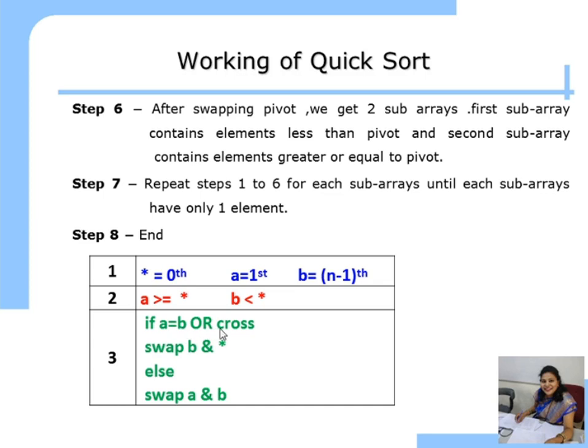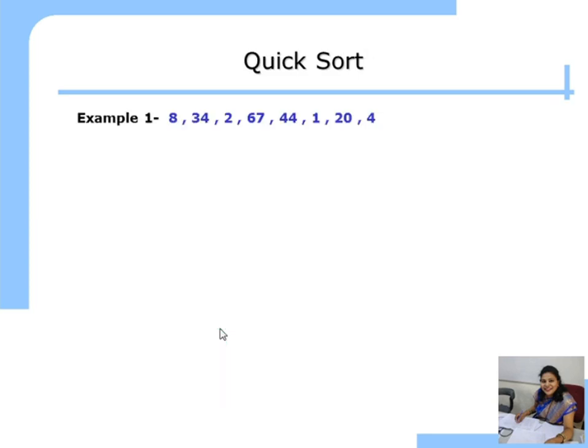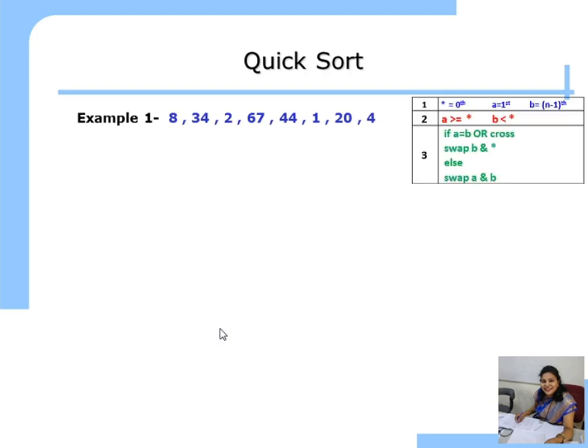So let us understand it with the help of an example. Take an example array of size 8, having the elements 8, 34, 2, 67, 44, 1, 20 and 4. This is a shortcut for you. Step 1 is the initialization part. In pass 1, I write all the elements with their index values 0 to 7. Where is the pivot? You denote the pivot at the 0th location. So now 8 is the pivot.